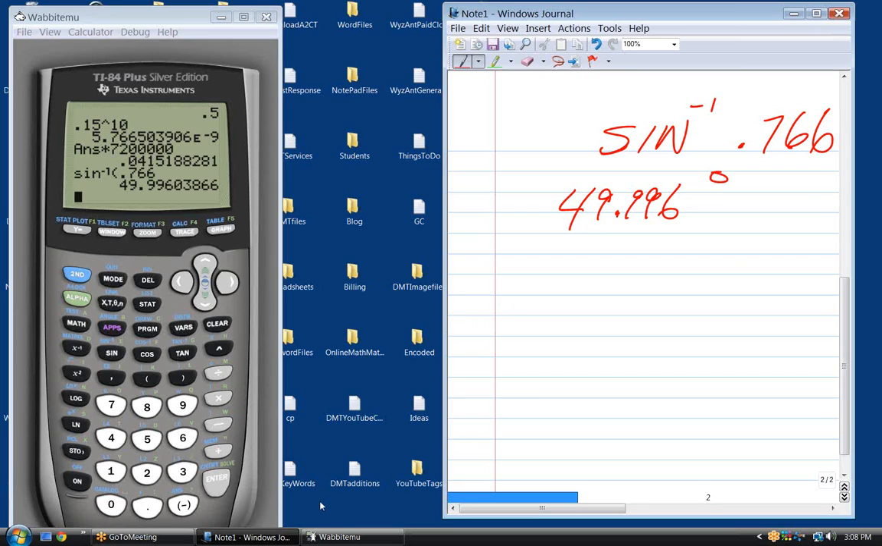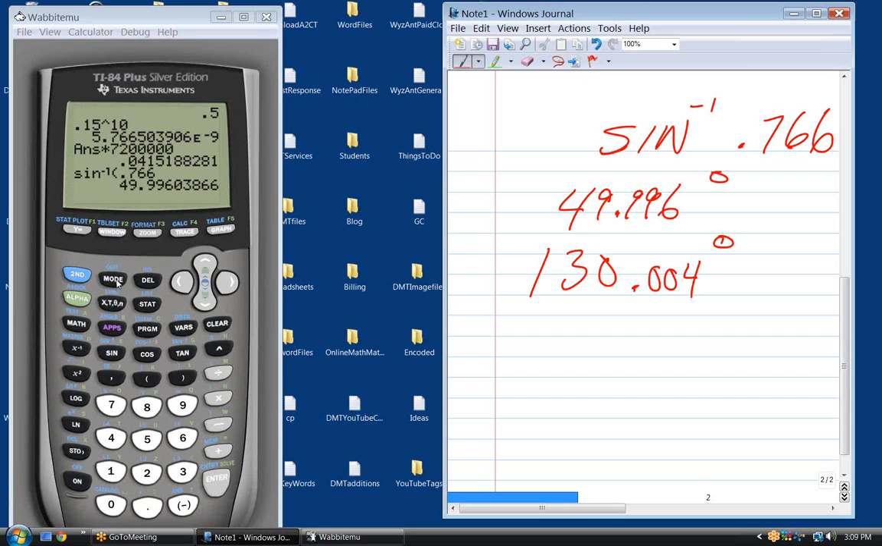Now, what did they tell you about the domain? Did they say that the angle had to be between 0 and 2 pi? No. Because there's actually multiple answers for this in degrees. We know that sine is positive in the second quadrant also. So another answer is 130.004 degrees, the supplementary angle. So those are the two angles in the unit circle that are in degrees.